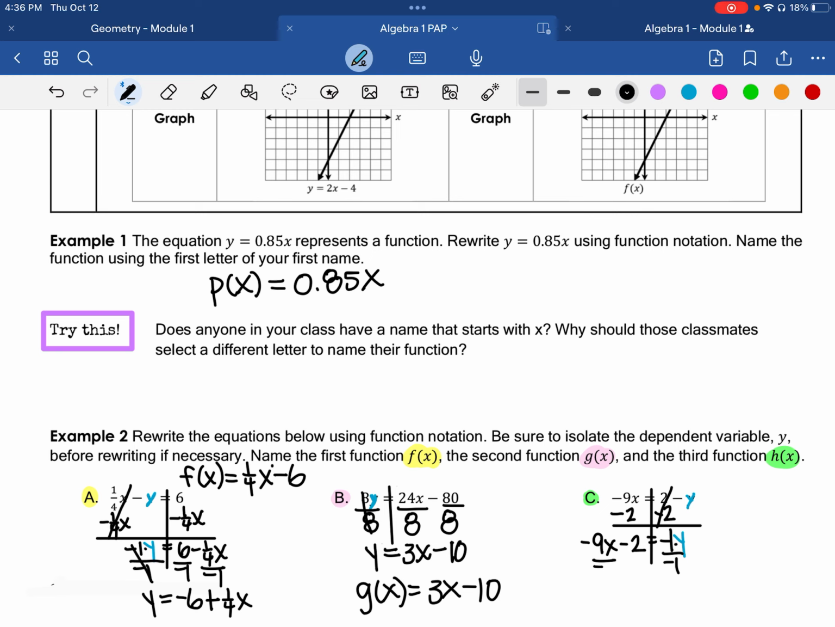So I'm going to divide everybody by -1, giving me positive 9x plus 2 because of the double negative. Minus, minus, and then of course the minus there as well. There's my equation. I'm going to go ahead and call it h of x equals 9x plus 2. All right.